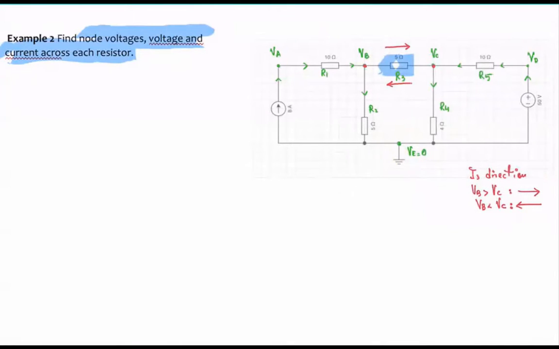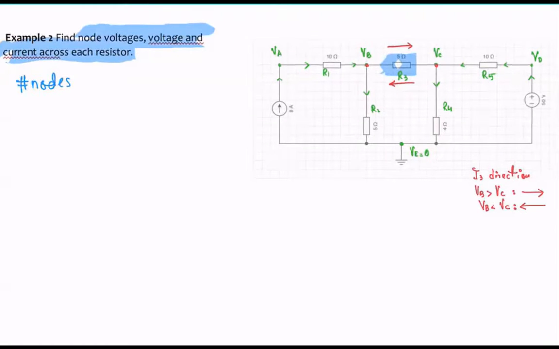The first step was to identify the number of nodes. So here, how many nodes do we have? VA, VB, VC, VD, and VE. So we have 5 nodes over here. The number of nodes is 5.